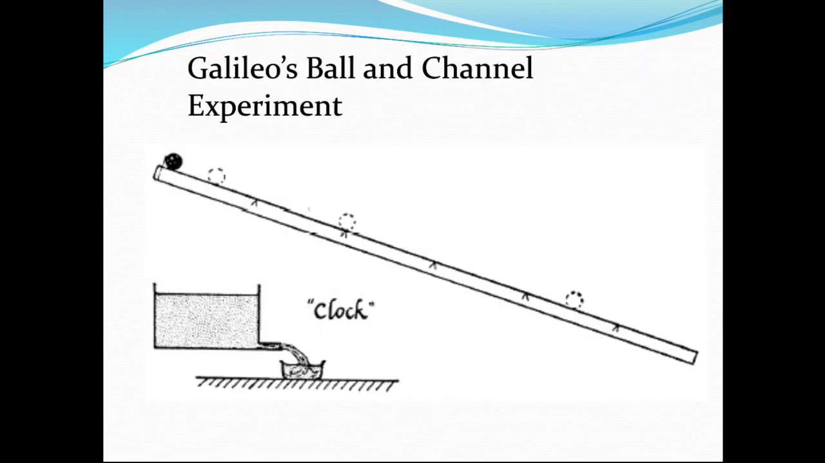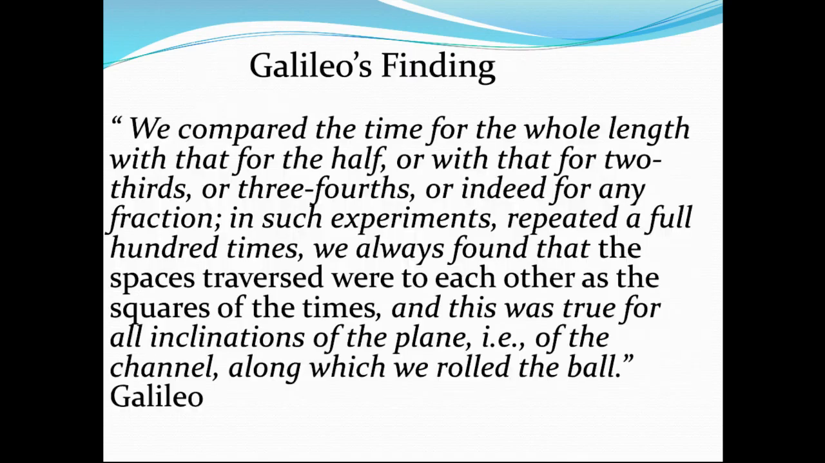All right, there's lots of experiments you can look up on Galileo. He'd roll balls down inclines. He wanted to slow down free fall. He wanted to slow down the effect of gravity so he could observe it and measure it. And this actually represents a clock. You could actually use it as a clock, believe it or not.